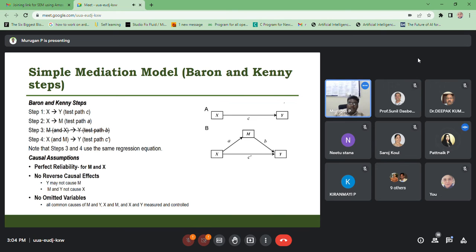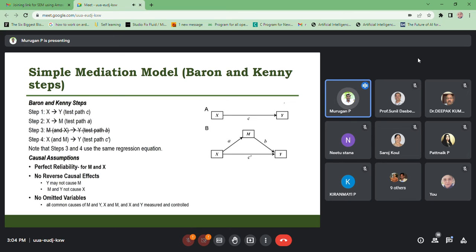Yes, sir. And there are certain causal assumptions that need to be fulfilled whenever we test the mediation hypothesis. Perfect reliability for M and X. M and X should have at least some level of reliability. Otherwise, you can't detect a better relationship when you do the mediation testing. No reverse causal effect. No reverse causal effect means Y should not cause your M, your M should not cause your X, and so on. That is nothing but reverse causal effect.